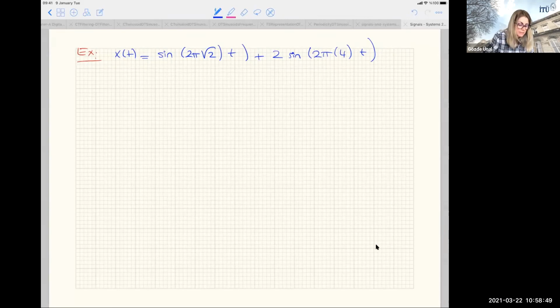So I'm asking you, is there a Fourier series representation of this signal? Can you find a Fourier series representation?